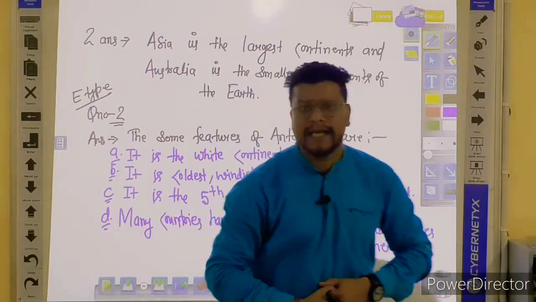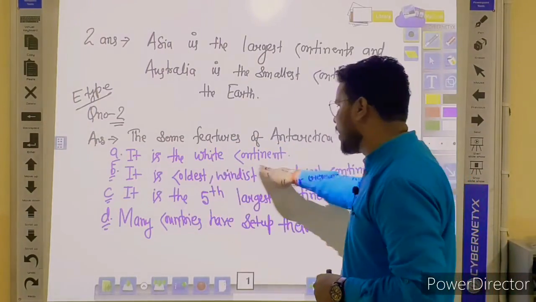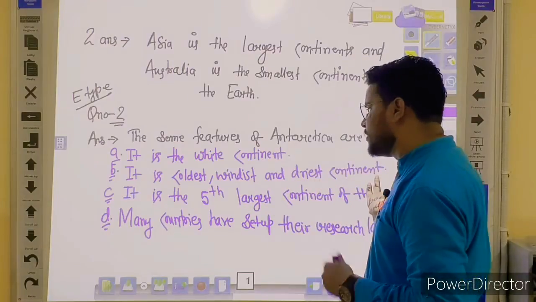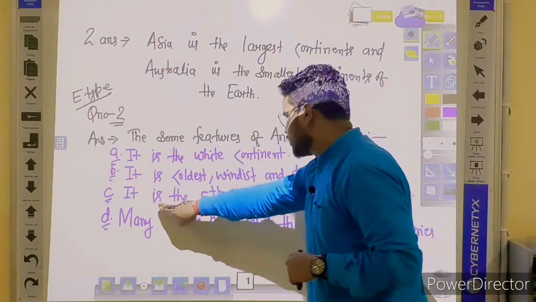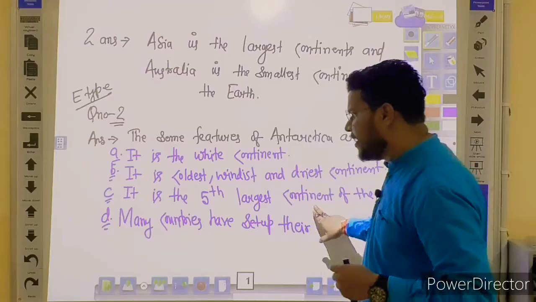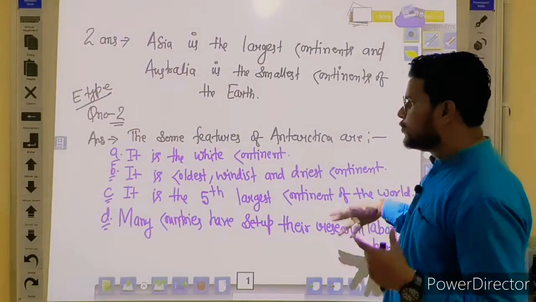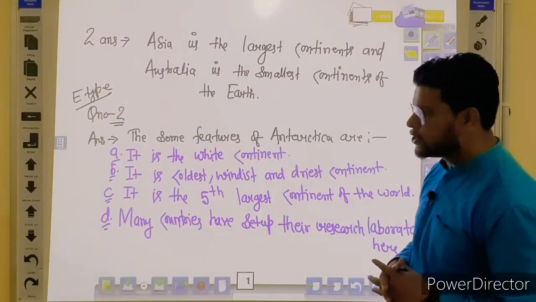Okay student, is it clear? First, it is the white continent. Second, it is the coldest, windiest and driest continent, due to ice. It is the fifth largest continent, as I just explained. Many countries have set up their research laboratories to study Antarctica. Okay student?